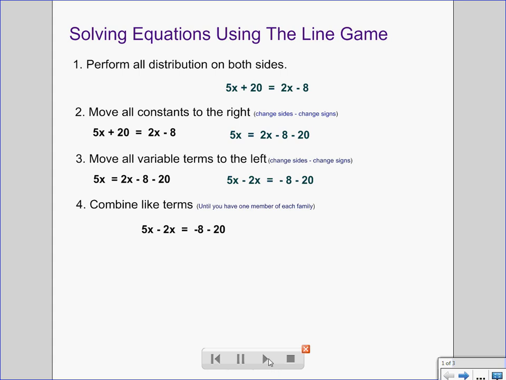On the right-hand side, we both have the same sign. The rule that we're looking at is add and keep the sign. So negative 8 minus 20 is negative 28. We're going to add and keep the sign.